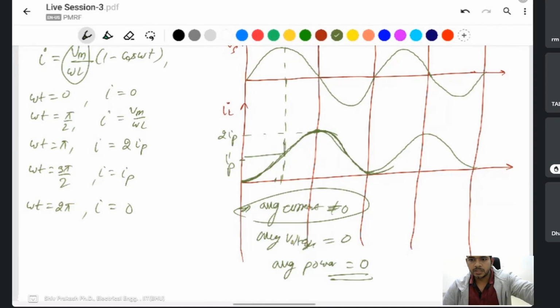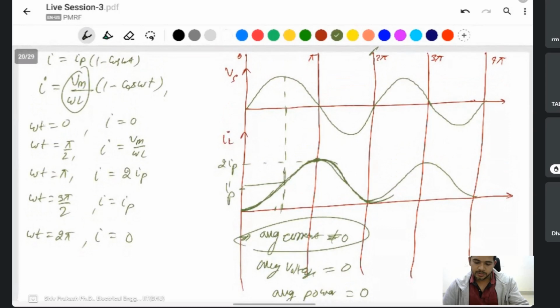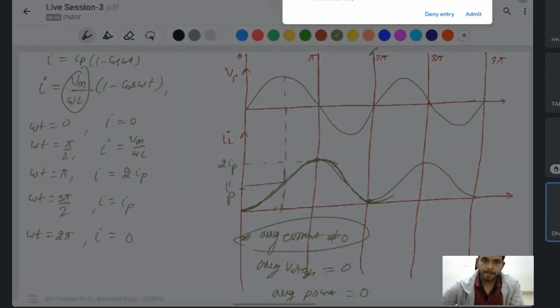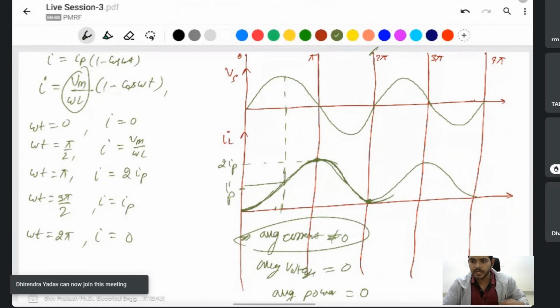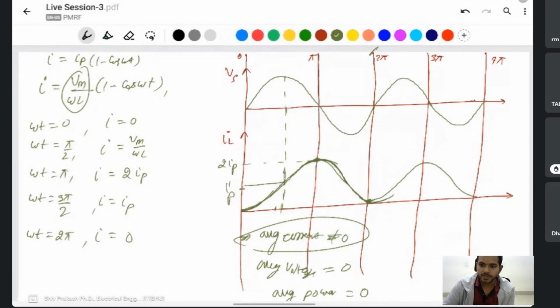So they are asking for the conduction time. It always conducts, so how will you calculate that? You can say for one cycle it is 360 degrees. The current is 0 at 360 degrees, so the diode will be on forever. That's why you can say the conduction time is 360 degrees.